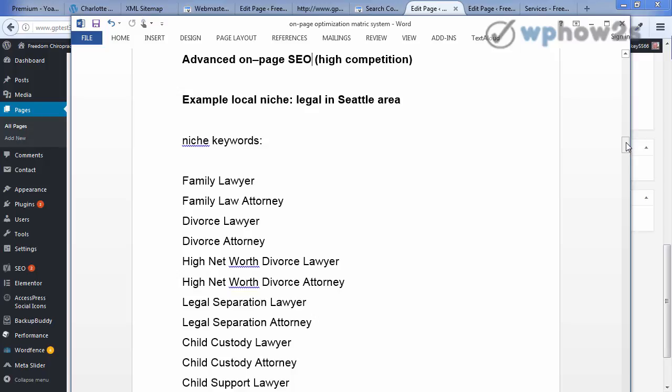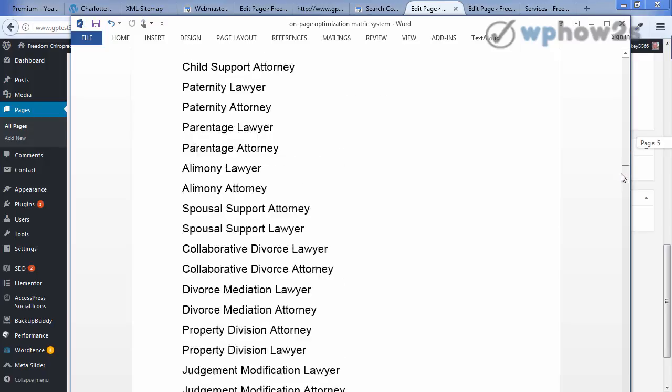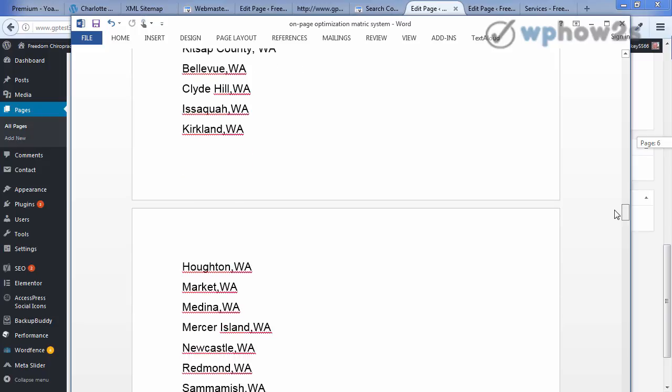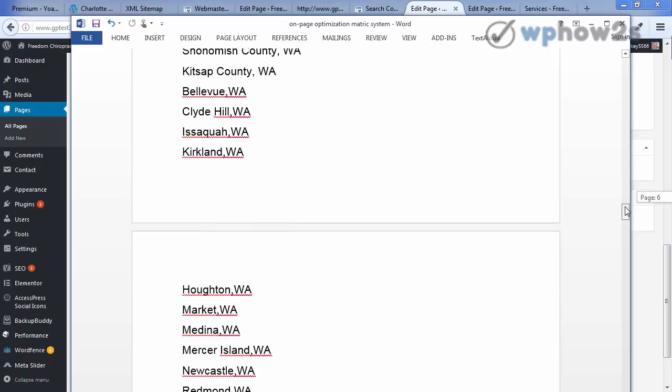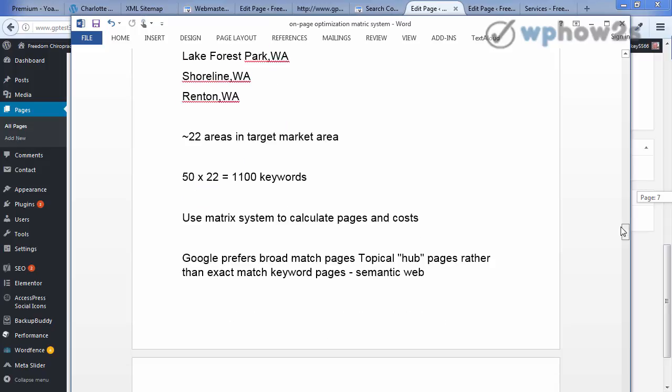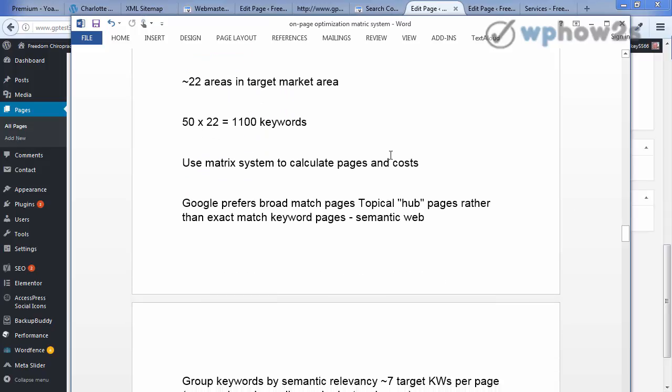And we are going to pretend we already did the keyword research and we found approximately 50 related niche keywords. And then we also are going to target these areas in the Seattle area, the main Seattle area, and some counties in Seattle, and then the best suburbs that we want to target for the legal niche. So we found about 22 market areas in our target market area. So potentially we could have up to 1,100 keywords that we wanted to go after. That's taking the number of keywords times the target areas that we have right here.